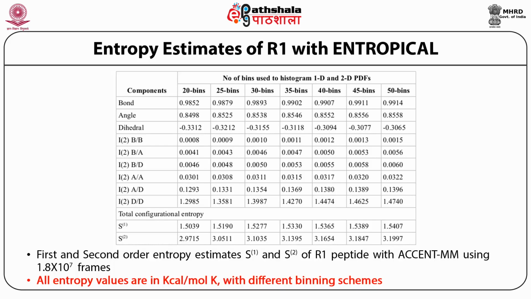Actually, it comes out that for this particular peptide, almost 30 to 35 bins are good enough for going through. This may vary for different sizes of proteins. So all entropy values are in kilocalories per mole, which tells you about the different binning systems, all of them.